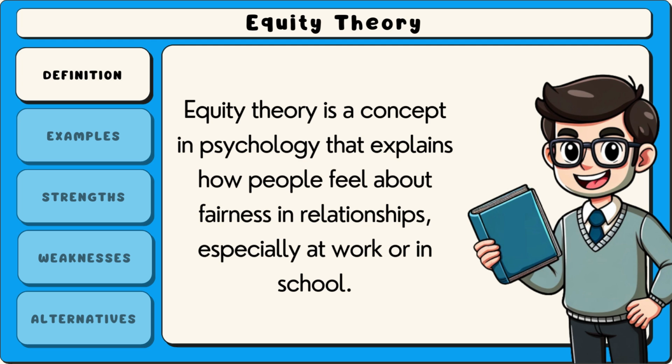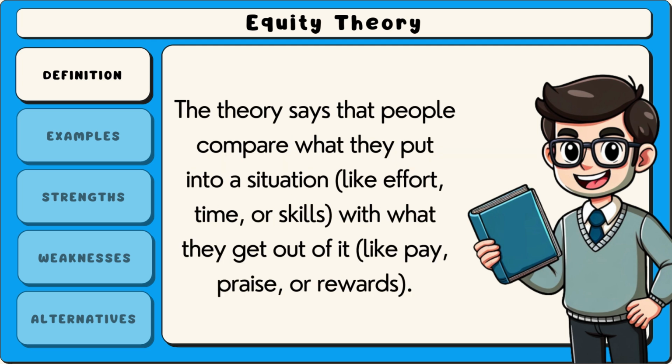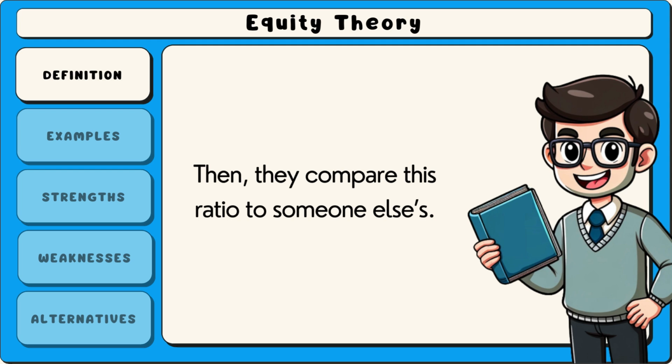Equity theory is a concept in psychology that explains how people feel about fairness in relationships, especially at work or in school. The theory says that people compare what they put into a situation, like effort, time, or skills, with what they get out of it, like pay, praise, or rewards. Then they compare this ratio to someone else's.